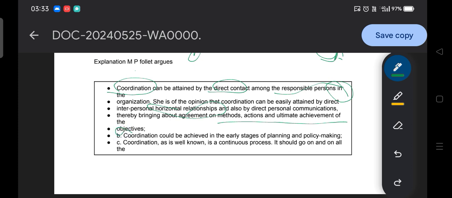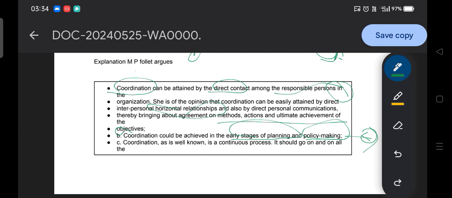Then the second point: coordination should be achieved in the early stage of planning or policy making. So it is the early stage, not the later stage or the mid stage. Each and every organization should plan regarding coordination at the first stage, that there must be coordination. For example, in this YouTube channel there are different types of people, each with a different understanding and background, and we should have proper coordination and cooperation with each other. Before starting this course I took input from you guys. That is one kind of coordination, the early stage of planning.